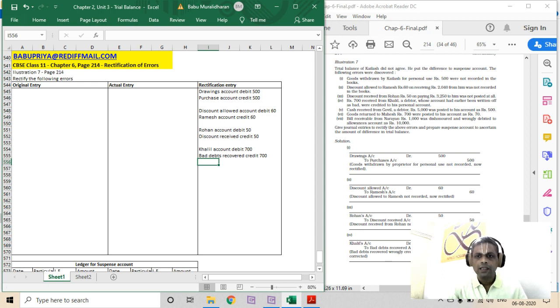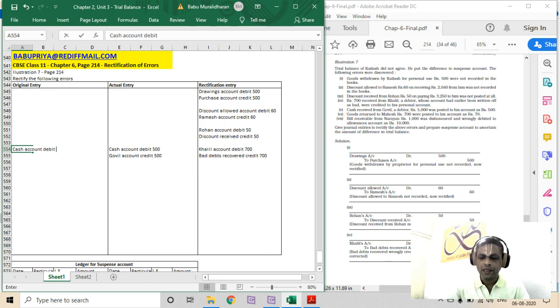Right. The next one is cash received from Govil, a debtor, rupees 5,000, was posted to his account as rupees 500. Cash received from Govil. What should be the entry? Cash account debit. What is the actual entry? As posted, rupees 500, and Govil account credit 500.